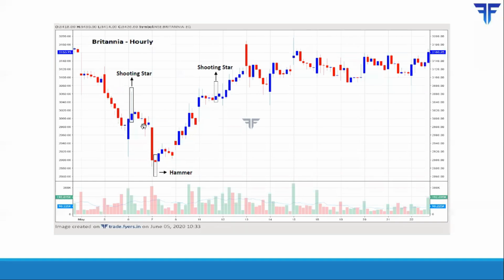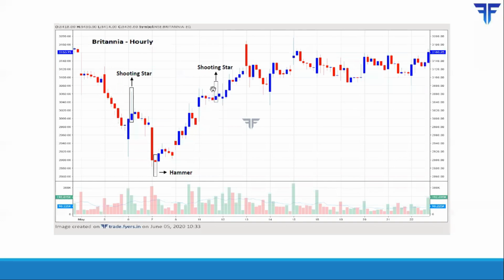Now, as you can see, that downtrend ended with the appearance of a hammer, and the low of the hammer was not broken in the subsequent hours, and price rallied quite sharply in the next several hours.